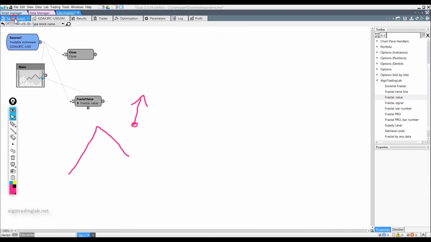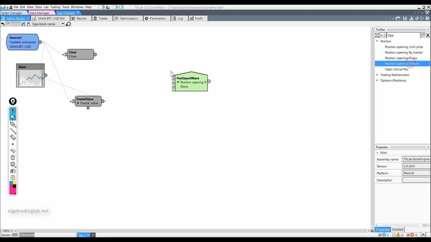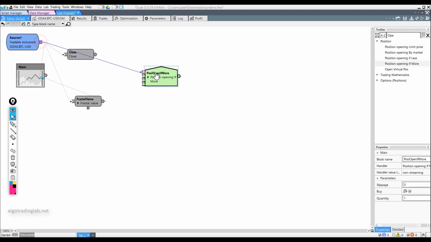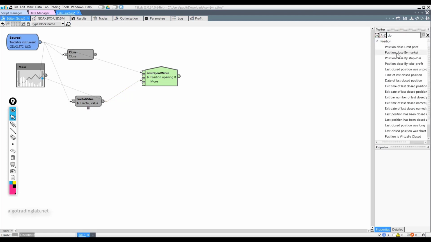At first glance, everything appears really straightforward, but the problems do exist. What could they be? Let's try to build a trading bot for this strategy. In this kind of setup, it's best to use the position opening if more block, since this is a breakout strategy. It appears that by connecting all the blocks, we get a ready-made strategy, but it's not so easy. To further clarify things, we will take the position close by stop loss and trailing stop blocks.